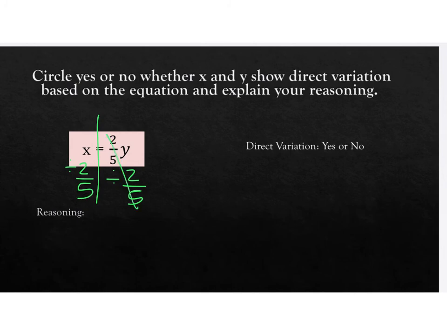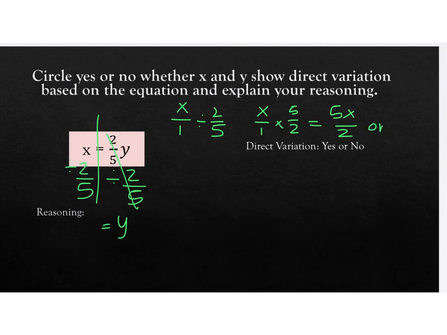So when we do that, we do get y on our right-hand side, and then we've got x divided by 2/5. So let's do it like we did before: x over 1 divided by 2/5. Keep, change, flip, so we're going to do x over 1 times 5 over 2, which will give us 5x over 2, which we can write as 5 halves x, or 5 over 2x. That's the same thing.